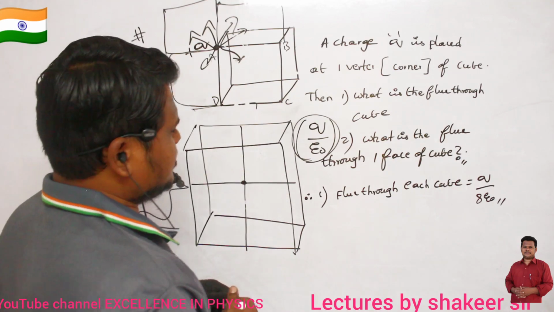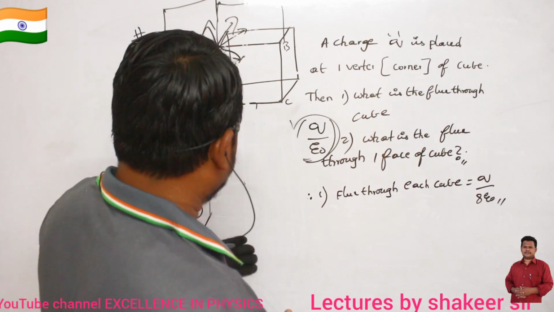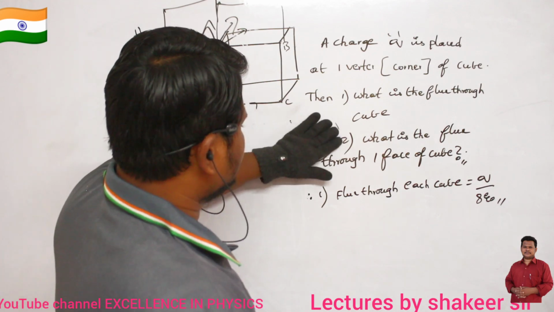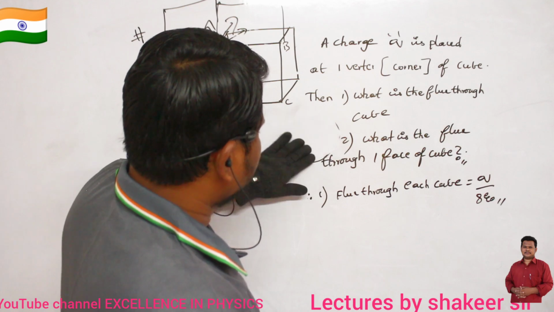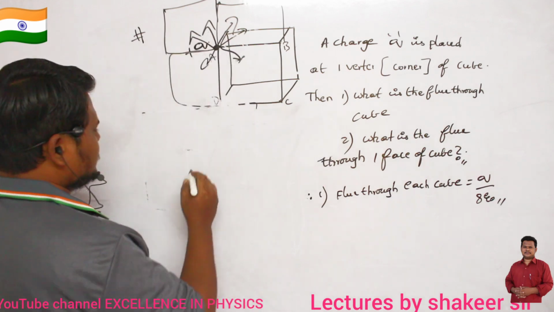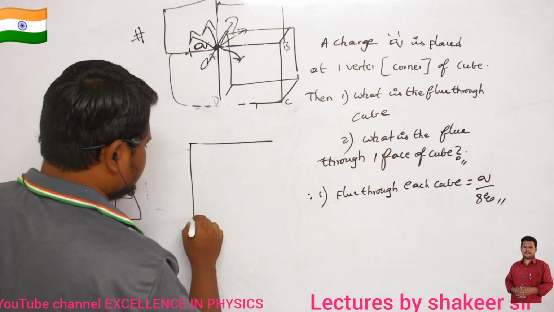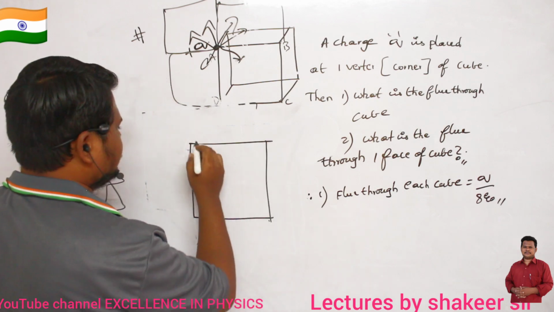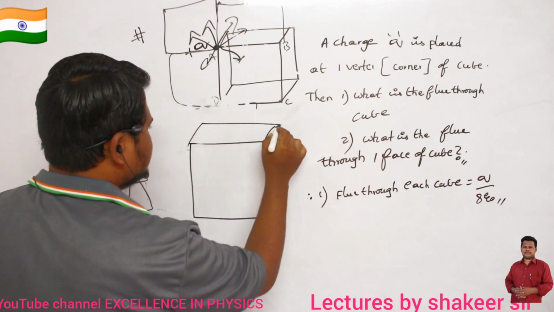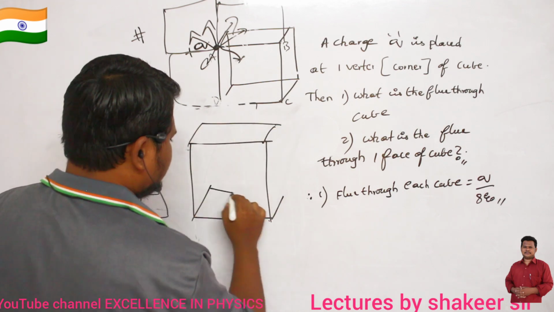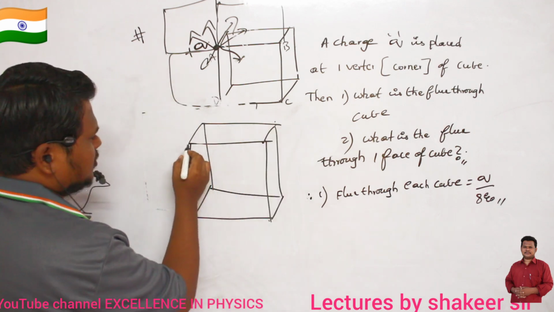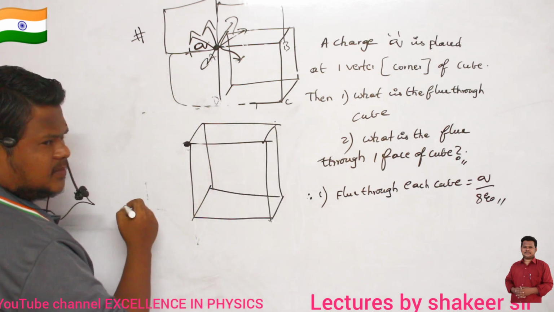Now we have second question also, no? What is the second question? Second question is, what is the flux through one face of a cube? Clear? So actually this is the cube, and where we are placing this charge? We are placing this charge at one vertex. Here we are placing. Clear, no?